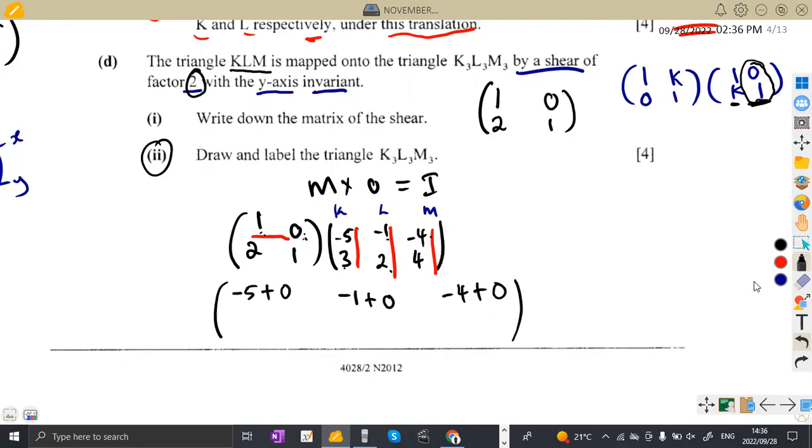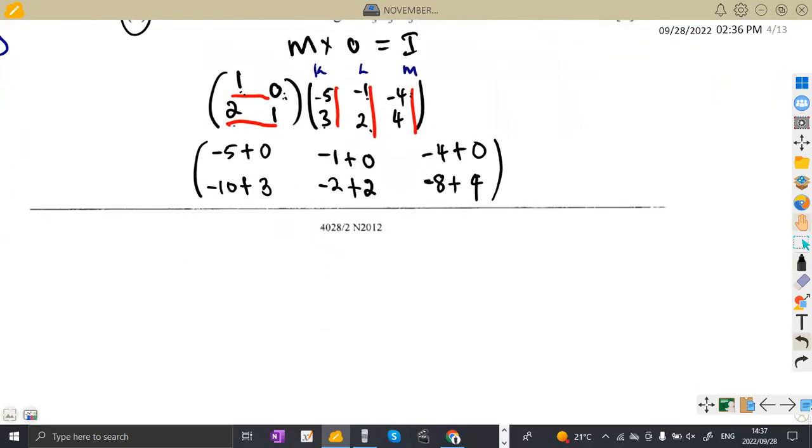We move on to this row now versus those columns that we had before. So it's going to be 2 times -5, which is -10, plus 1 times 3, which is 3. 2 times -1, that's -2, plus 1 times 2, which is 2. 2 times -4, that is -8, plus 1 times 4, which is 4. So from this part, guys, we can just combine the terms here. -5 plus 0, that's -5, -1, -4. Okay, -10 plus 3, that's going to be -7. -2 plus 2, that's a 0 here. This is -4, if I'm not mistaken.